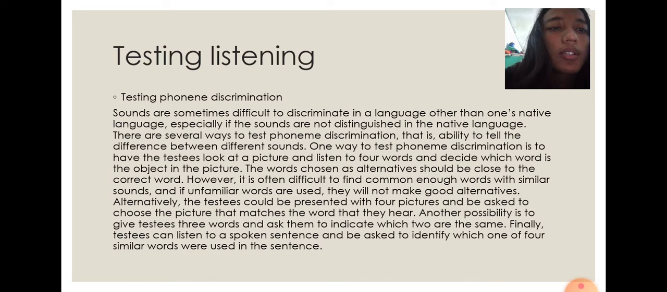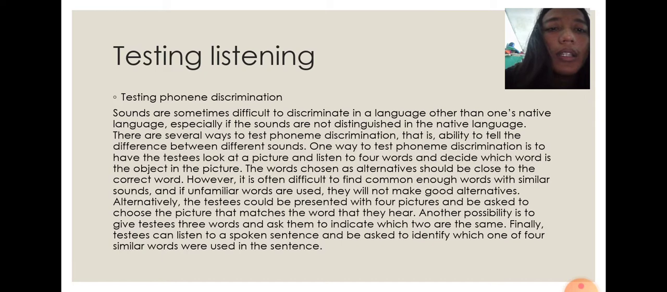One way to test phoneme discrimination is to have the testees look at a picture and listen to 4 words and decide which word is the object in the picture. The words chosen as alternatives should be close to the correct word. However, it is often difficult to find common enough words with similar sounds, and if unfamiliar words are used, they will not make good alternatives.